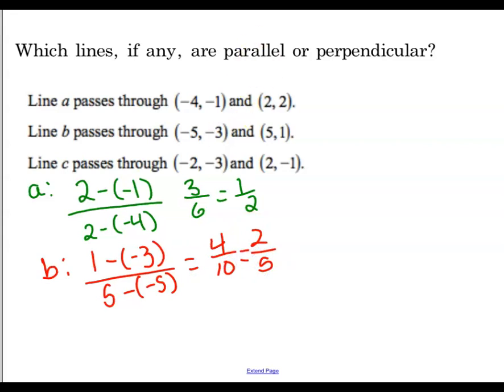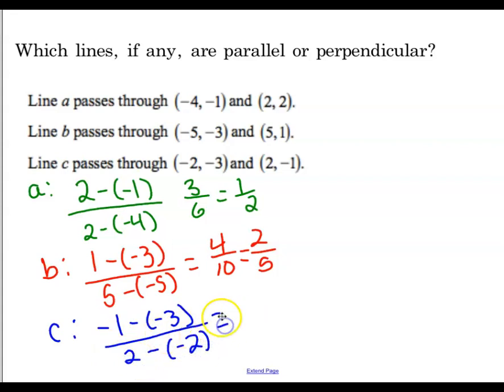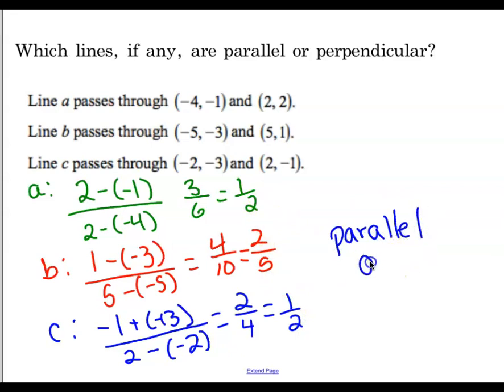And now you just need to find the slope for C. So C is negative 1 minus a negative 3 over 2 minus negative 2, and you get 2/4, which is 1/2. So in this case, A and C are parallel because they have the same slope.